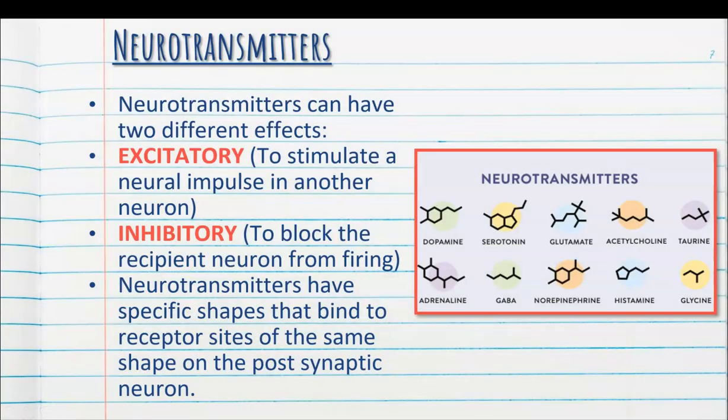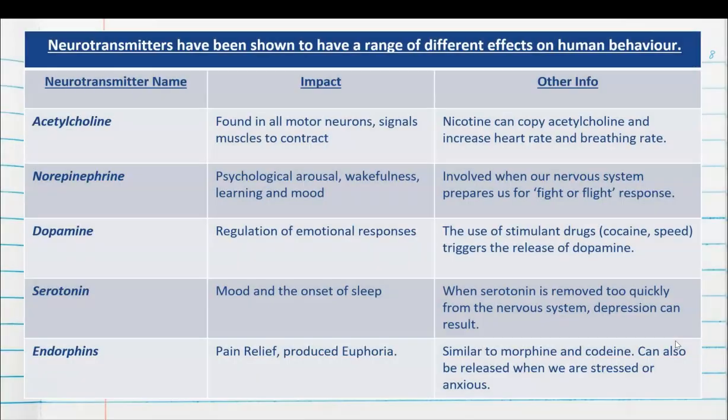Neurotransmitters have two different effects depending on what they are. They are either excitatory, to stimulate a neural impulse in another neuron, or inhibitory, to block the recipient neuron from firing, depending on what's needed at the time. Neurotransmitters have specific shapes, as you can see here, that bind to receptor sites of the same shape on the postsynaptic neuron. In order to communicate effectively, they need to bind to the postsynaptic neuron and have a specific shape to allow them to fit in accordingly, to allow the message to get through. So let's look at neurotransmitters in a little bit more detail.